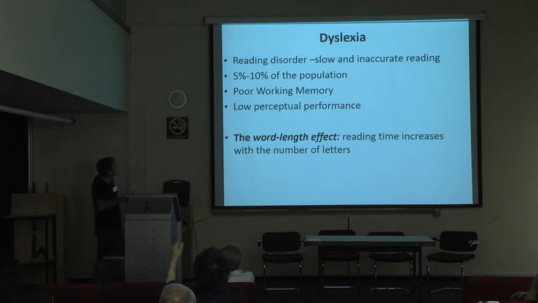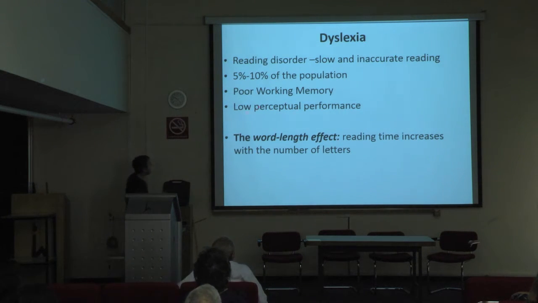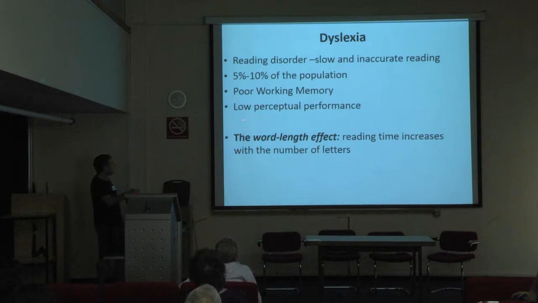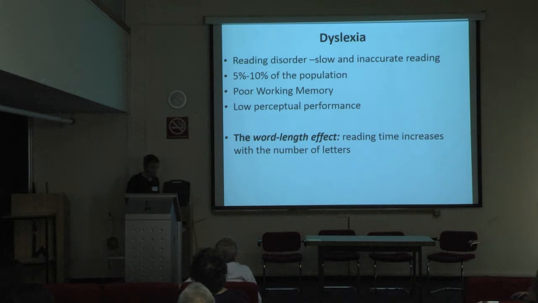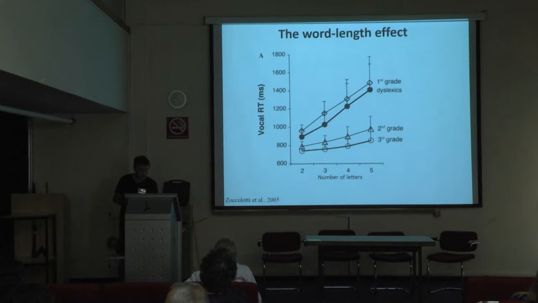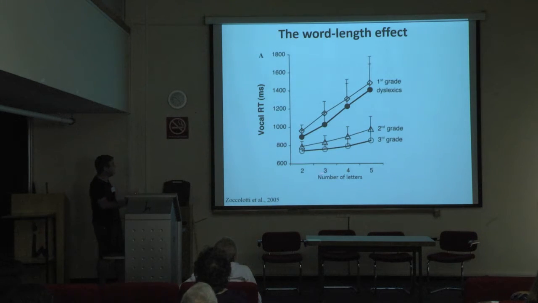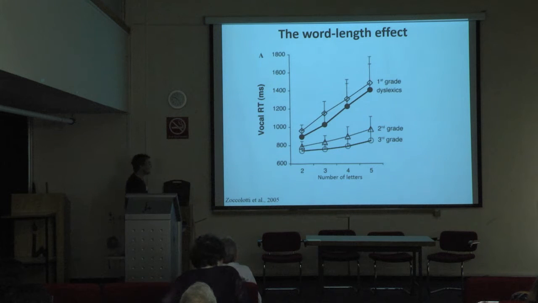Why dyslexia? Well, what is dyslexia? It's a reading disorder, as I guess all of you know. It affects a substantial fraction of the population. It's associated with poor working memory, lower perceptual performance, and one of the hallmarks of dyslexia is what's known as the word length effect: the fact that reading time of words increases with the number of letters. I'll show you just one example. What you see here is reaction time as a function of number of letters, reaction time in reading the word. This is first grade pupils. Reaction time increases with the number of letters. But as you become a more proficient, more expert reader, this dependence almost disappears.